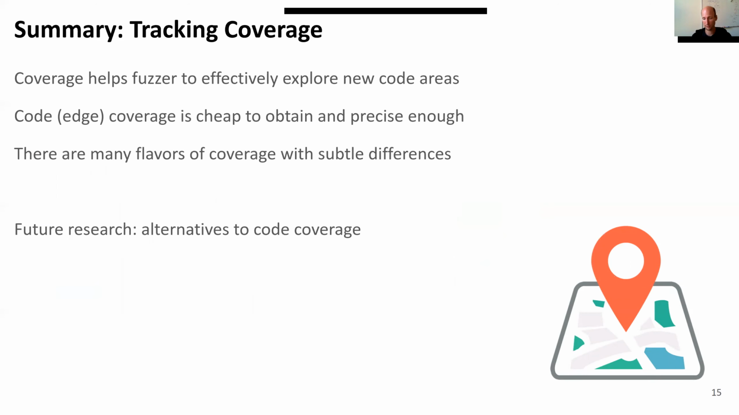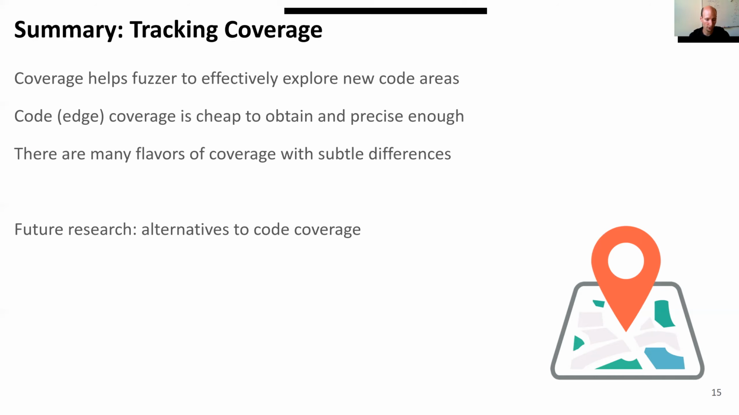So to summarize the information we have learned from the first challenge, tracking coverage: first and foremost, coverage helps a fuzzer to effectively explore new code areas. Code and edge coverage is very cheap to obtain and often precise enough, and it can be complemented with some additional secondary coverage metrics. As we've seen with the 50-ish fuzzers that have been proposed in only 5 or 6 years, there's many flavors of coverage with very subtle differences, making it somewhat hard to compare all these different flavors that are out there.